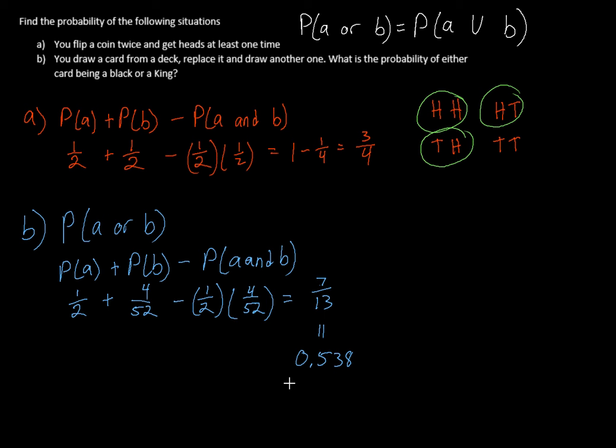So the idea here is for an or statement, you're going to do that additive rule, but you also have to make sure to subtract the probability of A and B happening, because otherwise you include it twice and you should feel icky. Just like with that heads flip, we would end up with a probability of 1. It's never guaranteed that that's going to happen.